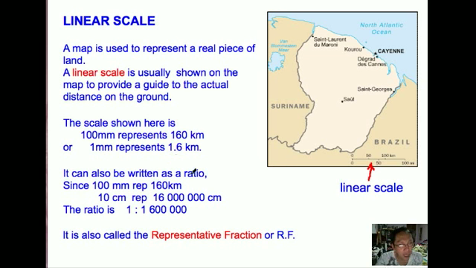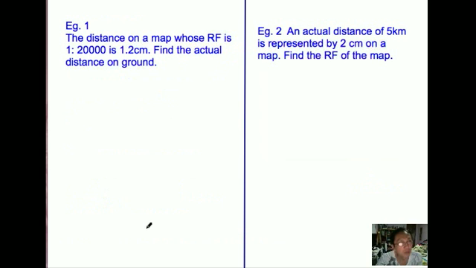This can also be written as a ratio. Since 100 millimeters represents 160 km, therefore 10 cm would represent 16,000 cm. And this can be reduced to the ratio 1 is to 1,600,000. This ratio is also known as the representative fraction, or RF. We will now look at some examples.